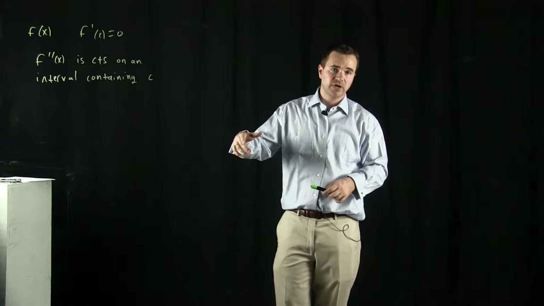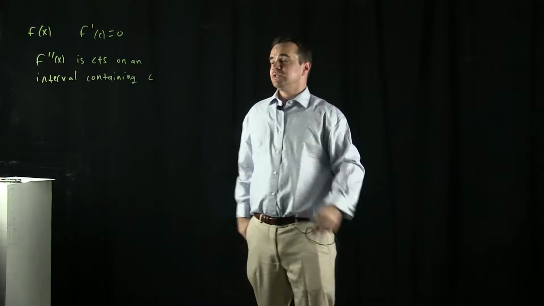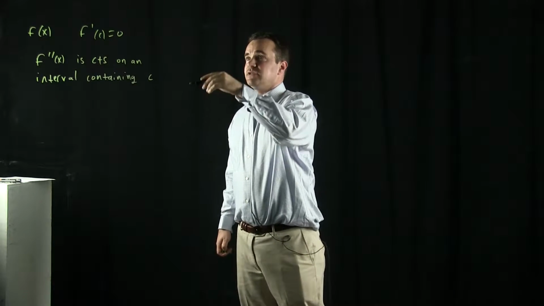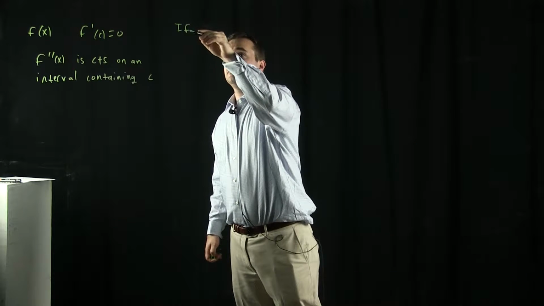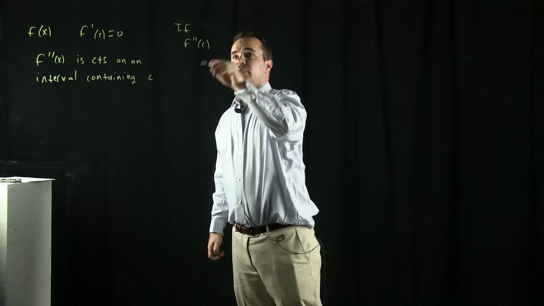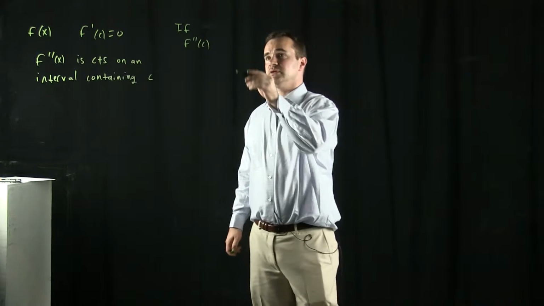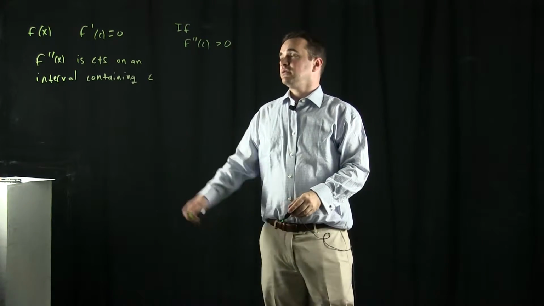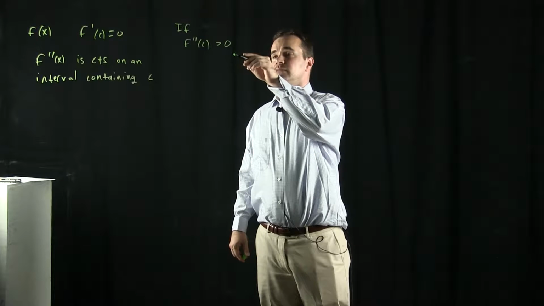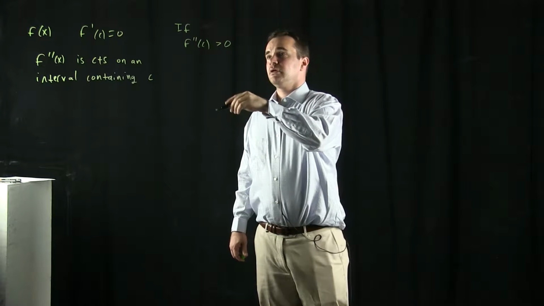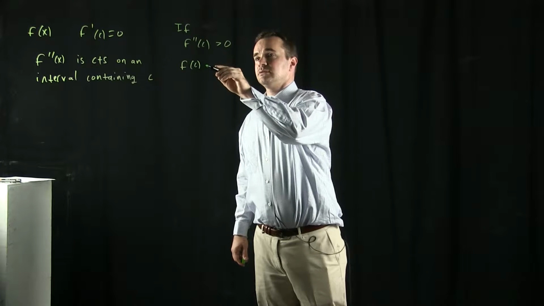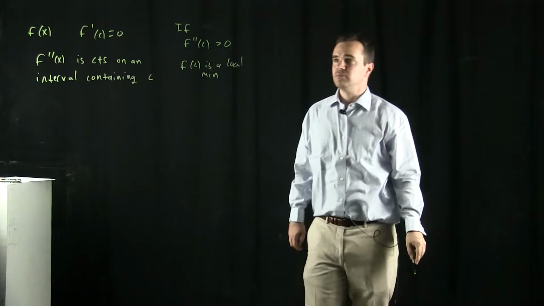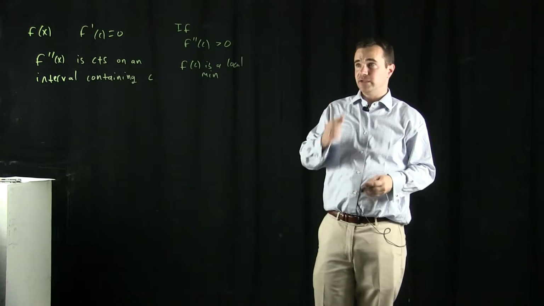So if this is your assumption, what can you conclude from it? Well, you look at the second derivative. That's why it's called the second derivative test. You can say that if the second derivative at the point c is bigger than 0, then this critical point must be a local minimum. So f of c is a local minimum. And what's the reasoning behind that?